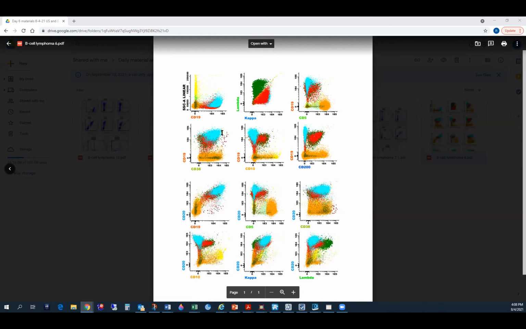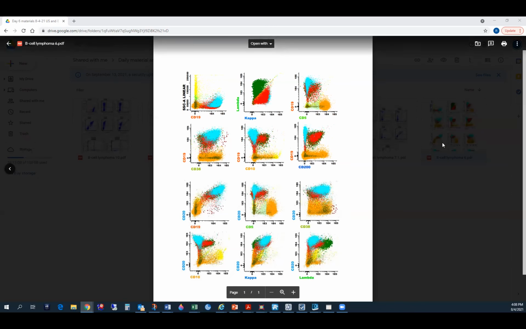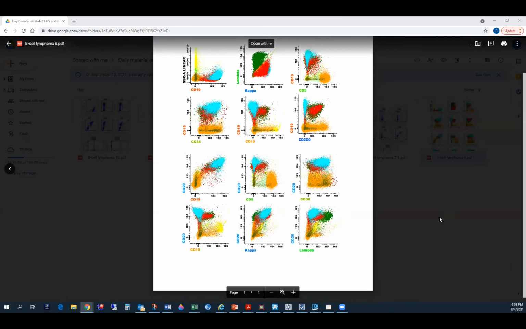And this bright CD38 population with CD19, that is our plasma cells. And that's pretty much what we can say for sure here. The green population is lambda, normal background lambda. Anything else? And your plasma cells are negative for CD20 here, like normal.